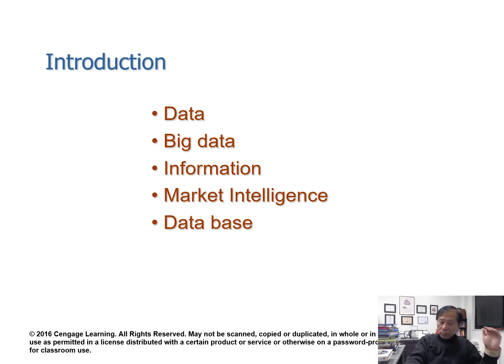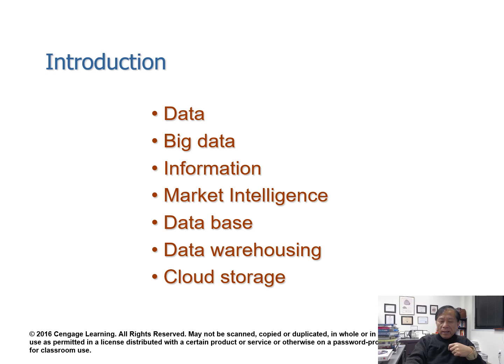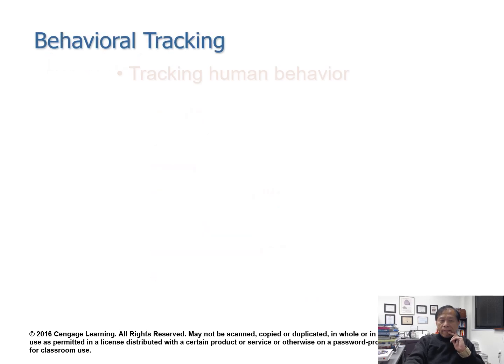And then from information, at a higher level, to market intelligence. What's market intelligence? That's something you derive from your market information that has certain predictive power. You can use that to make predictions, to forecast. And there was a database, data warehousing, and cloud storage, which are all concepts to know.